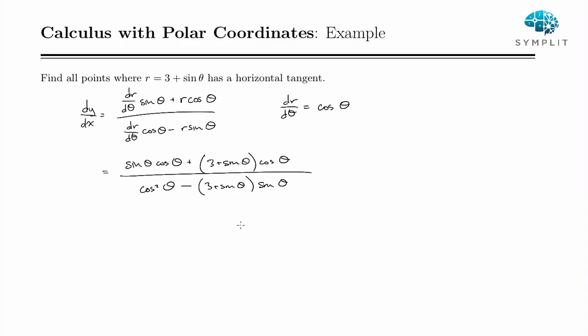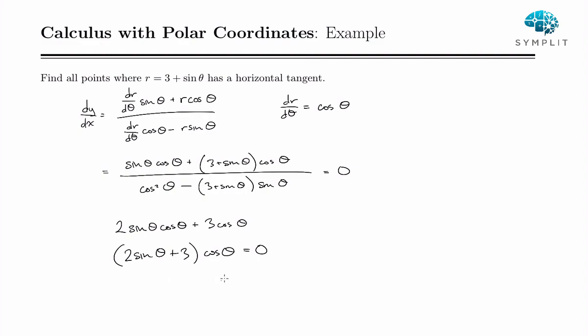So we want this to equal 0 because we want a horizontal tangent. So that's this numerator equal to 0. Let's look at that. We've got sine θ cosine θ, plus another sine θ cosine θ, and then plus 3 cosine θ. Let's factor out cosine of θ. We get cosine θ times (2 sine of θ plus 3). We want that to equal 0.